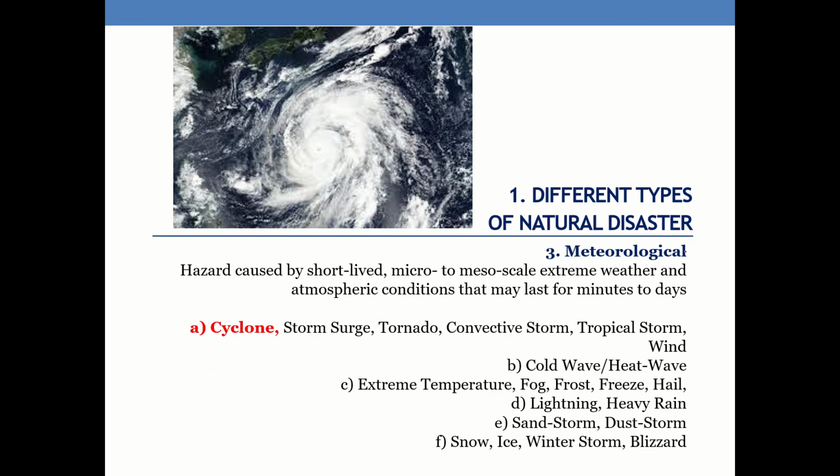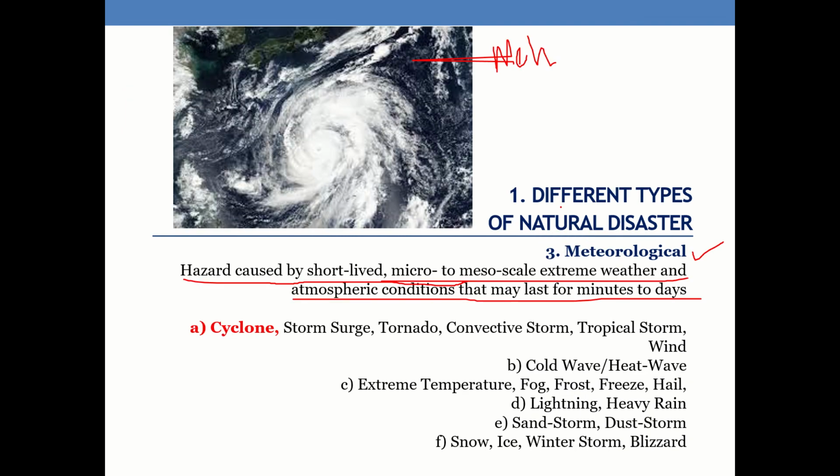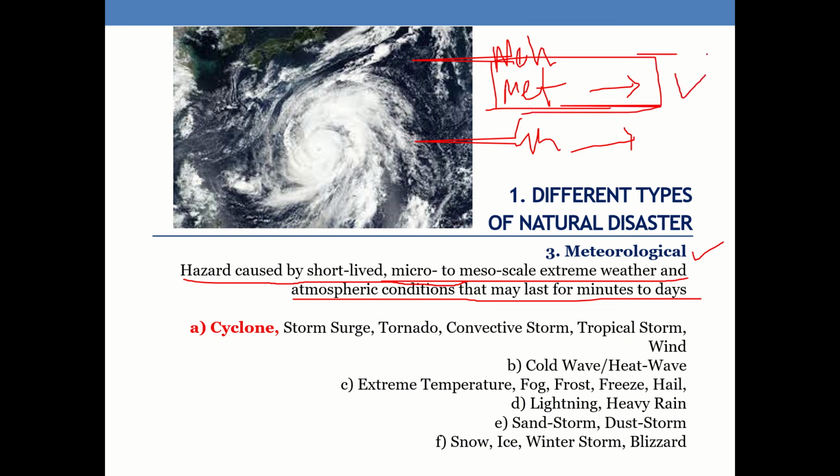The third type of disaster is meteorological disaster. These are hazards caused by short-lived or micro to mesoscale extreme weather atmospheric conditions. There are two words here. One is meteorological disaster, then we have something called climatological disaster. What is the difference between meteorological and climatological? One thing you should always associate is that meteorological is a short-term phenomenon.